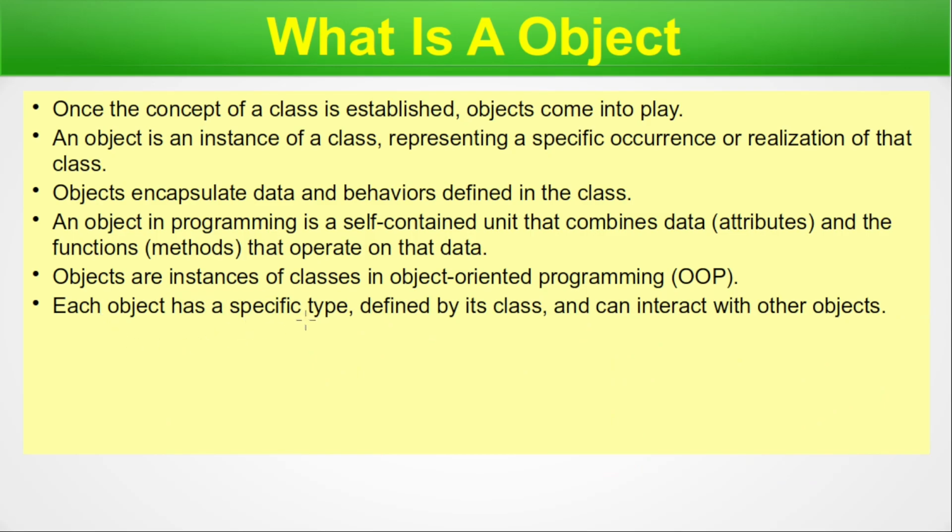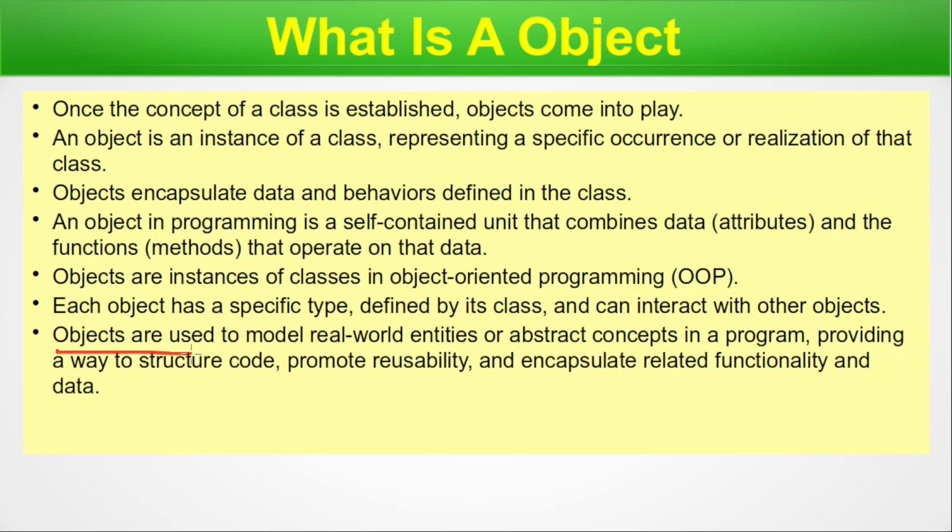Each object has a specific type defined by its class and can interact with other objects. Here is another thing: for the interaction, there should be a defined method. Without the defined method, they cannot interact. Objects are used to model real-world entities or abstract concepts in a program, providing a way to structure code, promote reusability, and encapsulate related functionality and data.